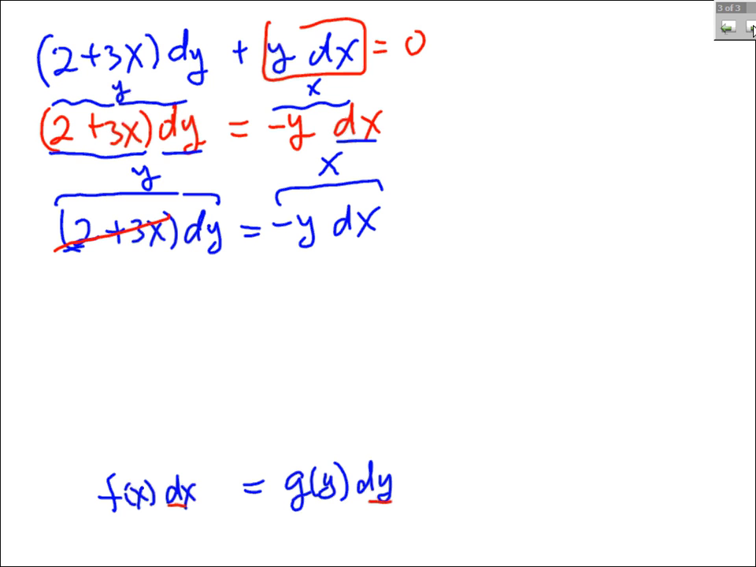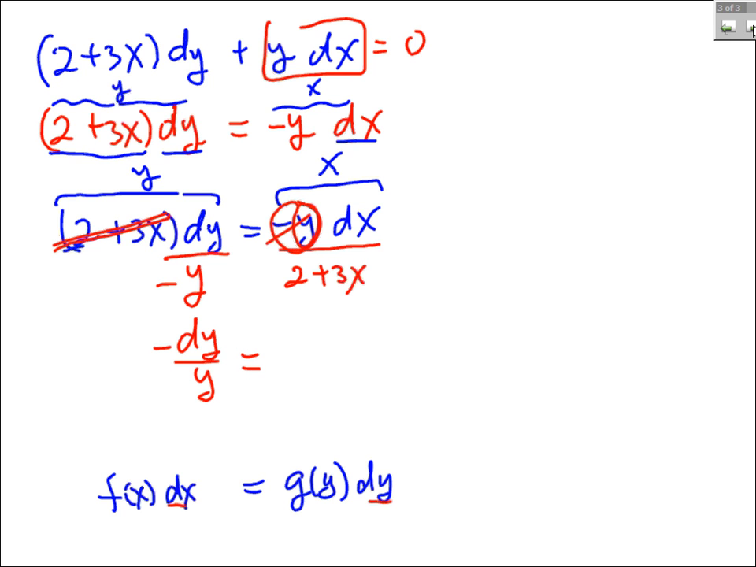Ooh, look, that's a factor of x. Let me move it to the x side. It's in the top, and I move it to the bottom. Oh, that's a factor of y. Now you can just say you can just move the y if you like and leave the minus sign. But I'll move the minus sign as well. So we have negative dy over y is equal to dx over 2 plus 3x. We separated the differential equation.